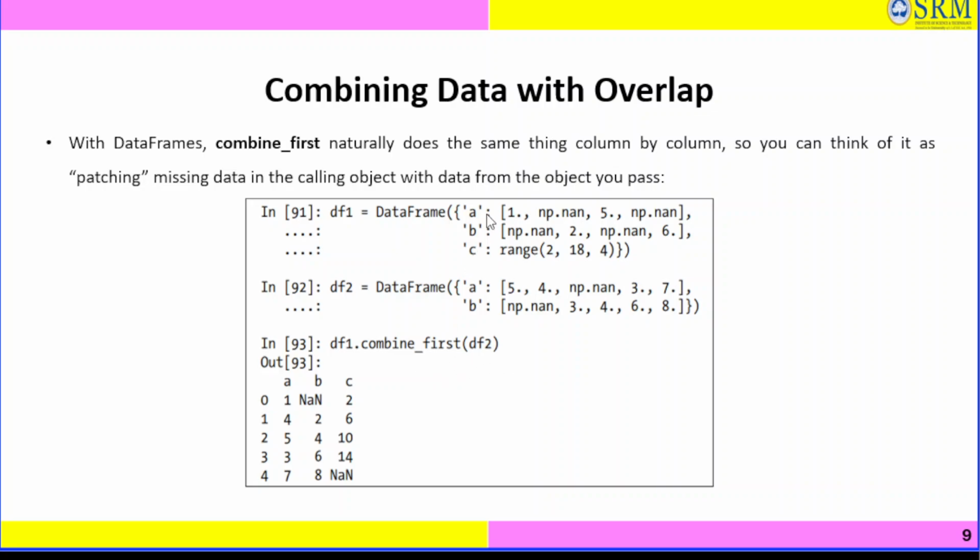See here, for A, in the first data frame I have value 1, so that will be the answer, and for the second value it is NaN. Since it is NaN, it will take the value from the second data frame, which is 4. The third value is 5, so it is taking 5. The fourth value is NaN, so here it is taking the value from the second data frame, 3. Likewise, if the values are there in the first data frame, it takes them automatically. Otherwise, it patches the value from the second data frame. If both data frames do not have the value, the output will be NaN.